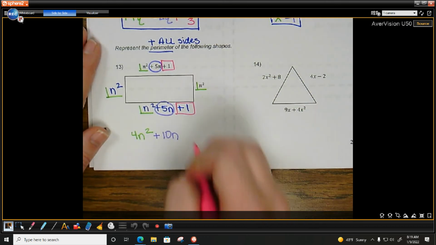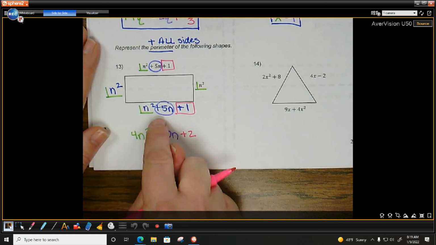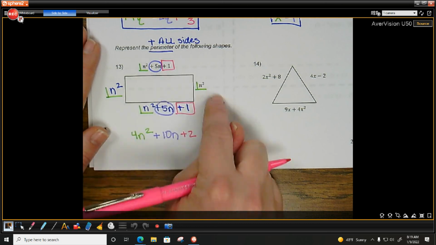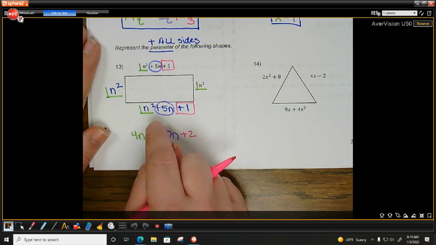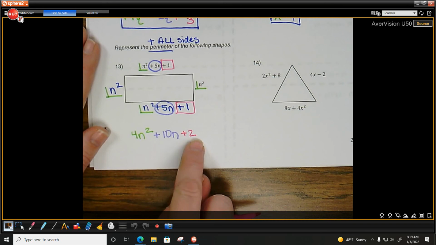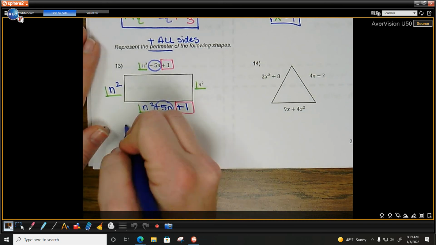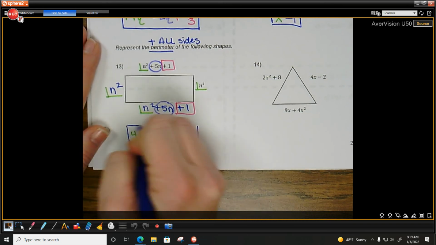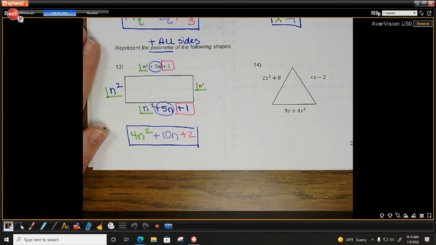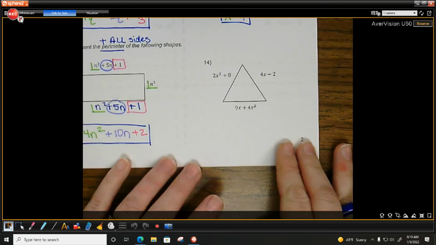Did I add all of the terms? Did I underline, box, circle all of my terms, meaning I used them? Yeah. Am I in the correct order? Yes. Are any of these like terms? No. So we are done. Good? Okay, next one. The triangle, all the sides need to be labeled to find the perimeter.